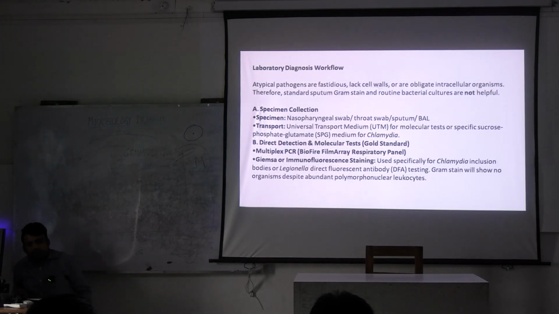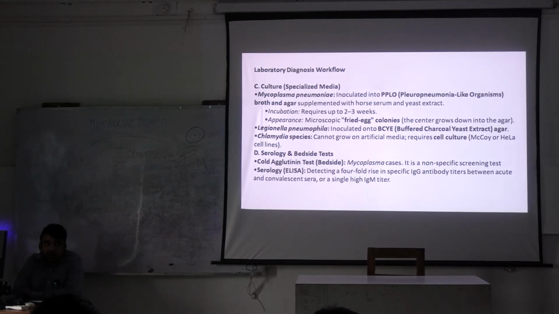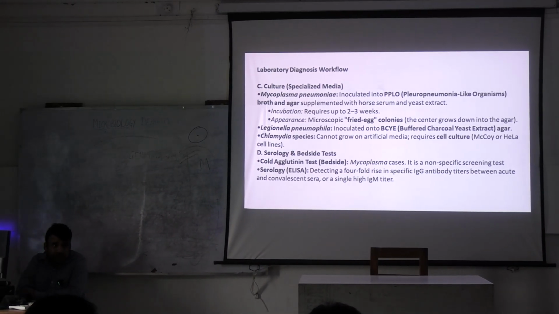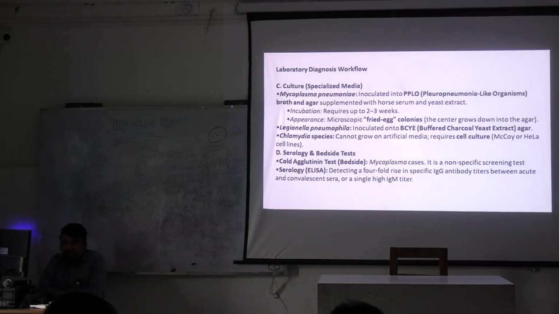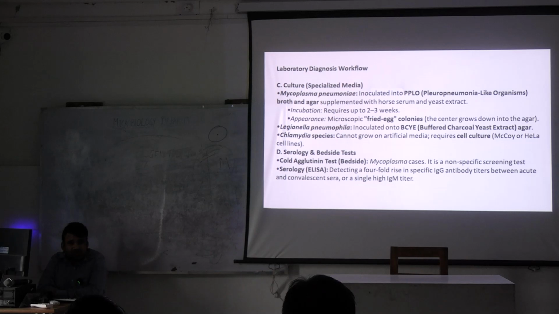Well, okay. Now, if you specifically need to go for culture for Mycoplasma, you need to send specific media. Read about the Mycoplasma colony morphology, fried egg colonies. For Legionella, buffered charcoal yeast extract agar is needed, that's a specific agar. Okay, and in case of chlamydia, it does not have a cell wall, does not grow on artificial media, so it needs a cell culture media. So culture can be done but on cell line.